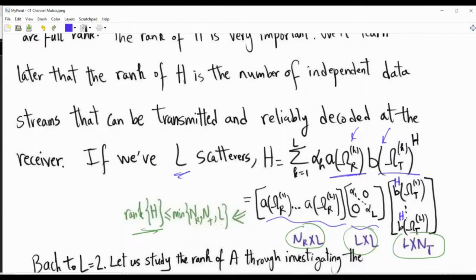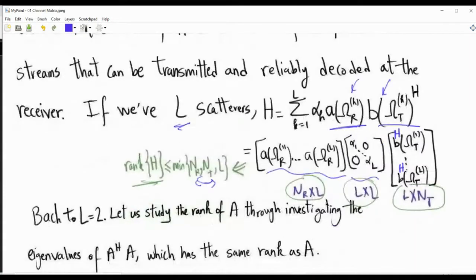If you don't have enough scatterers, if L is small, then the rank will be determined by L. It will be upper bounded by the few scatterers that exist between the transmit and receive arrays. If you are in a rich scattering environment, L will be large, and now it becomes a matter of the minimum of NR and NT, and also something else I need to talk about. Okay, so this is very important.